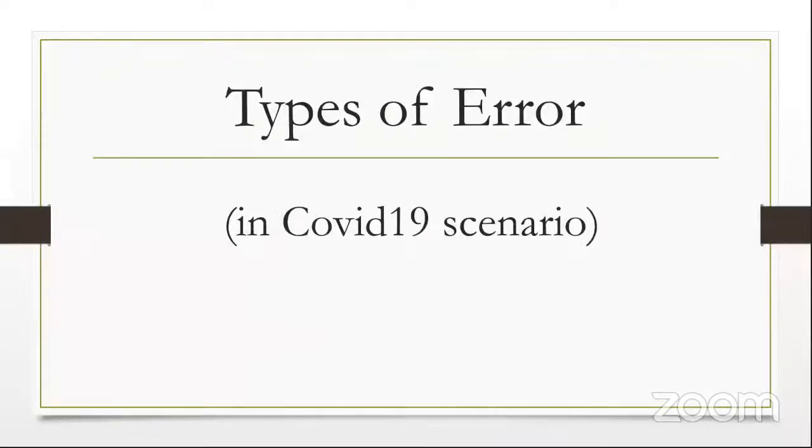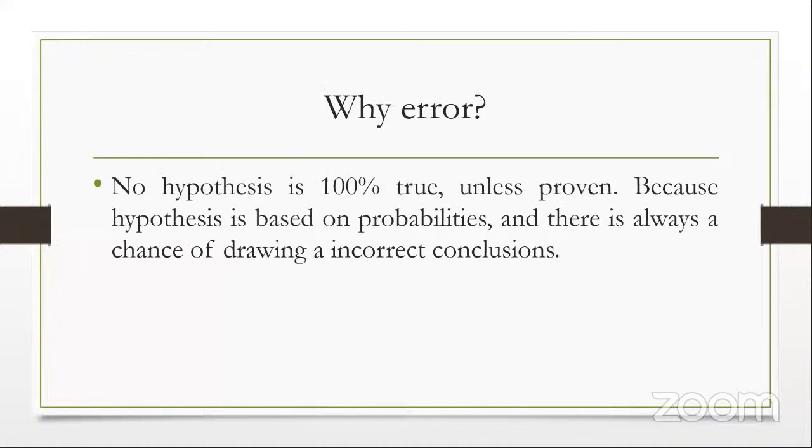So the next concept is different types of error. What is a hypothesis? A hypothesis is any statement which needs more evidence. In our experiment or in our research work, we make some statements, and those statements need to be supported by some sort of evidence.